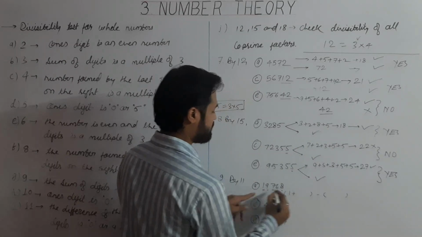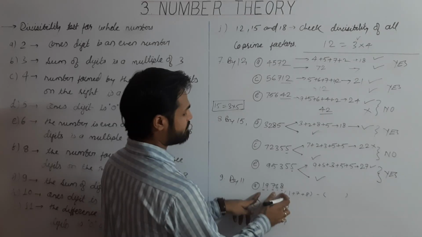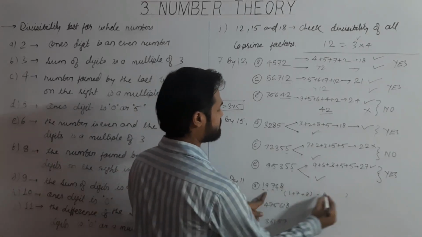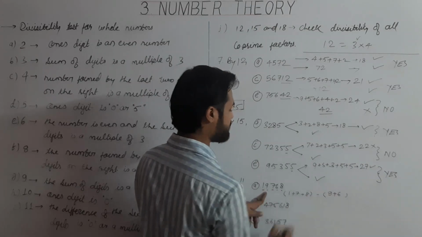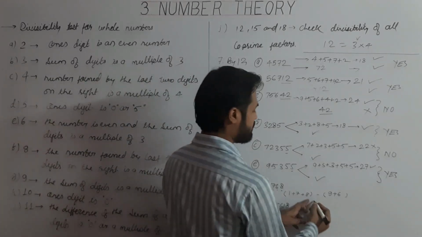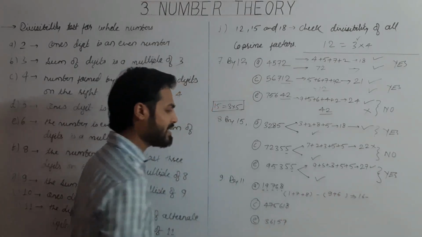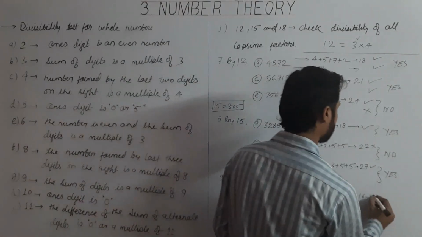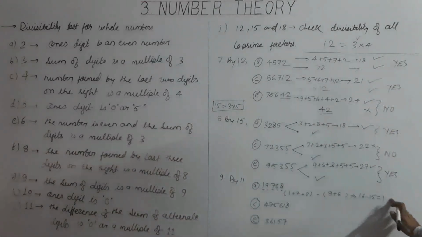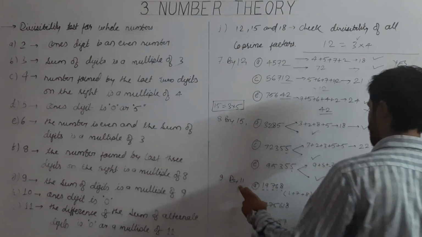So 1 plus 7 plus 8 minus sum of 9 plus 6. So 1 plus 7 is 8, 8 plus 8 is 16, minus 9 plus 6. 9 plus 6 is 15 and 16 minus 15 is 1. Now this number 1 is not a multiple of 11 and it's not 0. So this number is not divisible by 11. Answer is no.